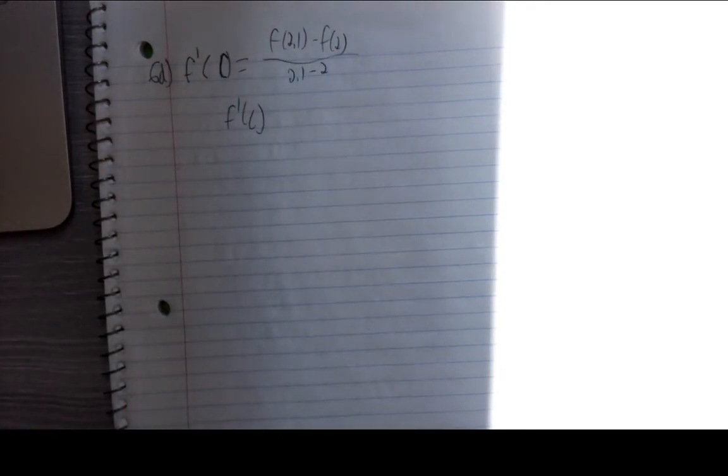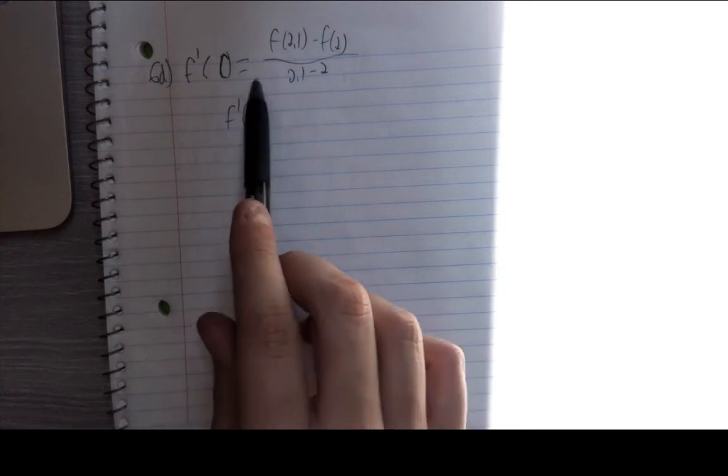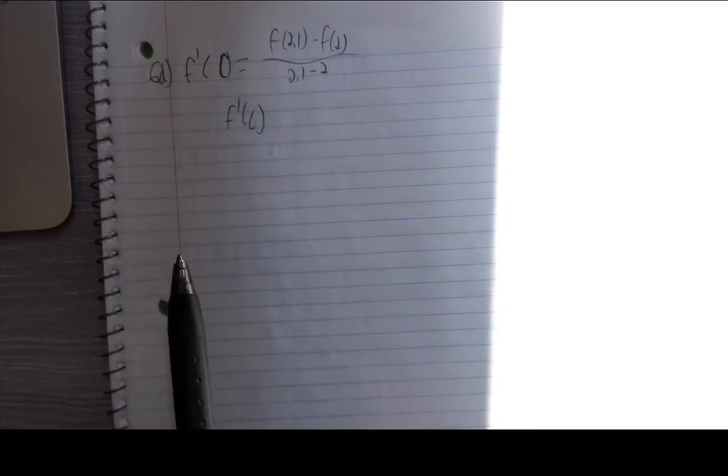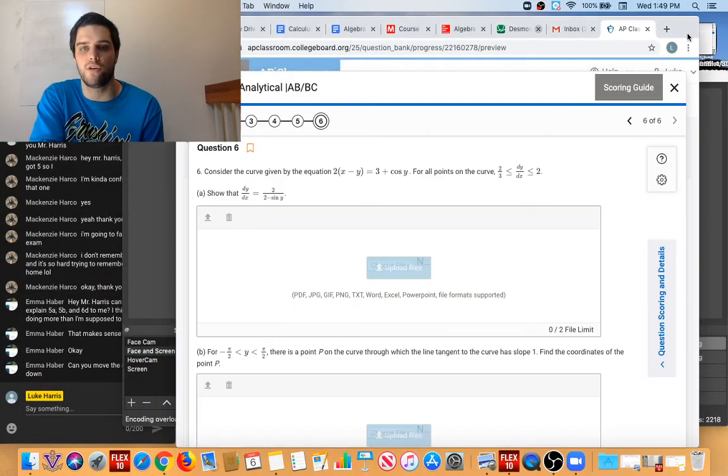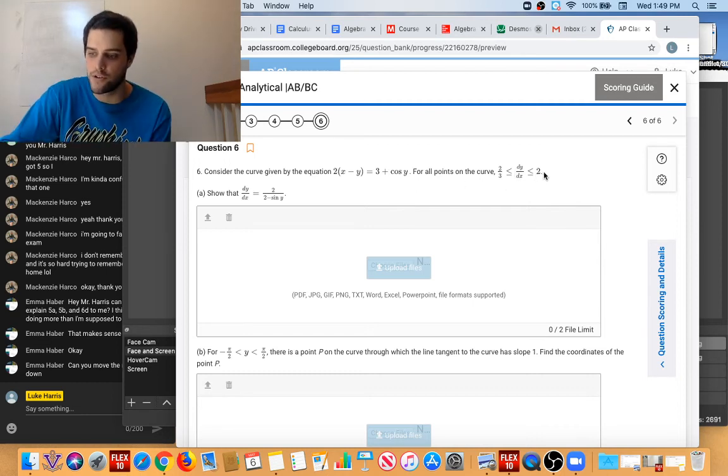So this is kind of just the general mean value theorem, just the setup. What do we know as f prime of c? Well, to find out, we have to look back at the original question. It says consider the curve, blah, blah, blah. For all points on the curve, the derivative is less than or equal to 2. So f prime of c will be less than or equal to 2 and greater than or equal to 2/3.